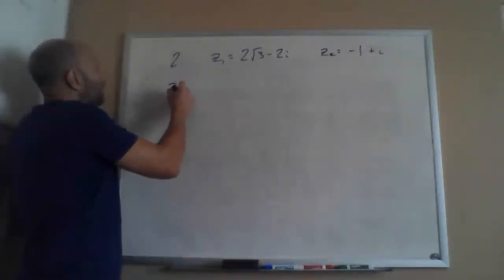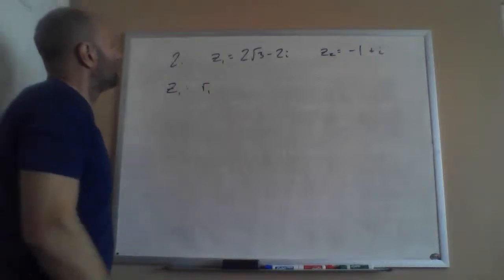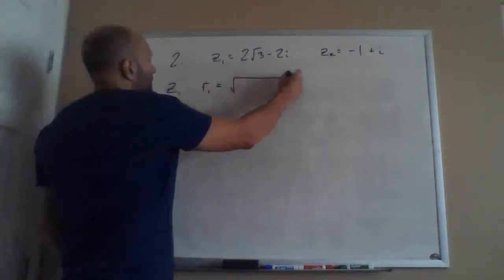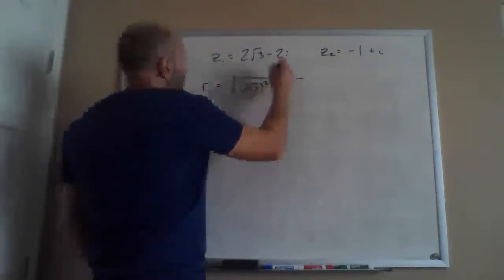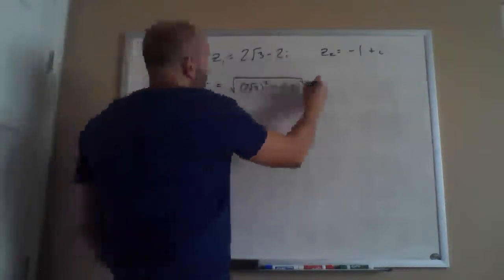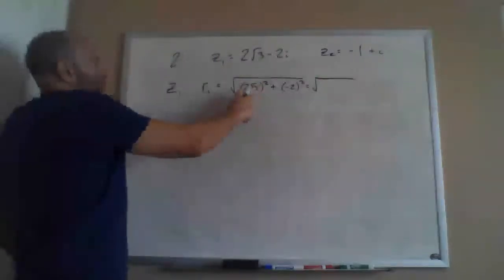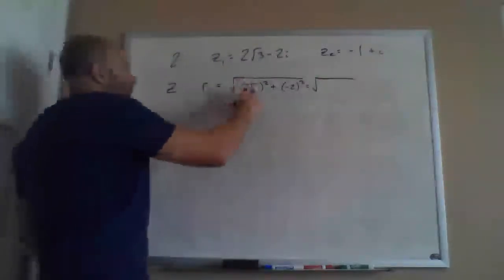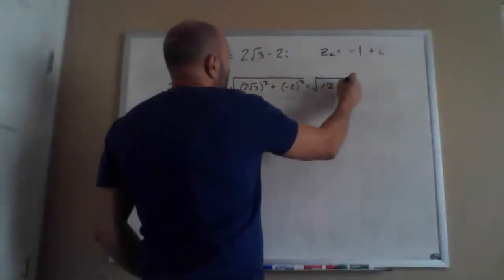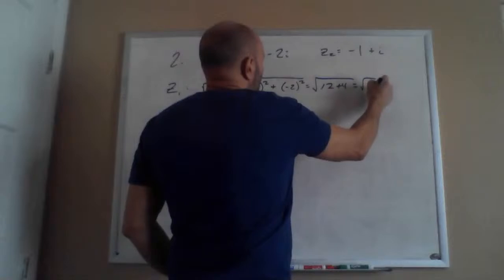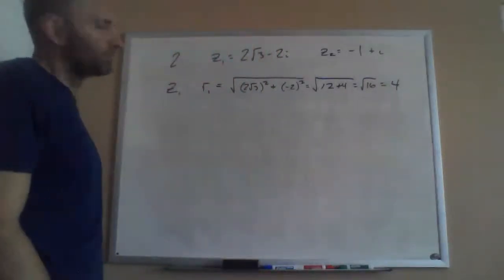So for Z1, first thing I need is the radius, so I'll call it R1. So this is the modulus. It's the square root of (2 root 3) squared plus (-2) squared. So 2 times square root of 3, square root of 3 squared is 3, 2 squared is 4, 4 times 3 is 12, -2 squared is 4, so this is 12 plus 4, which is 16. So our R1 is equal to 4.